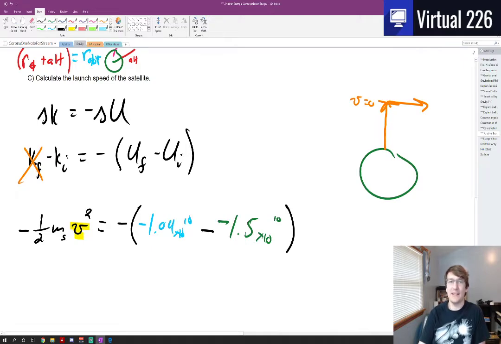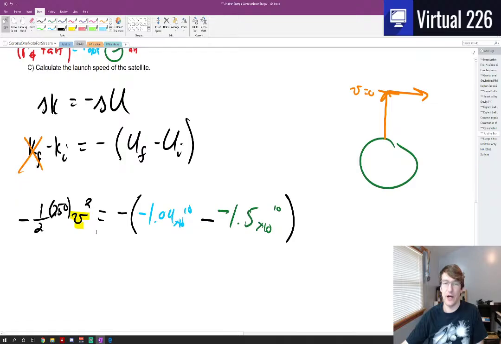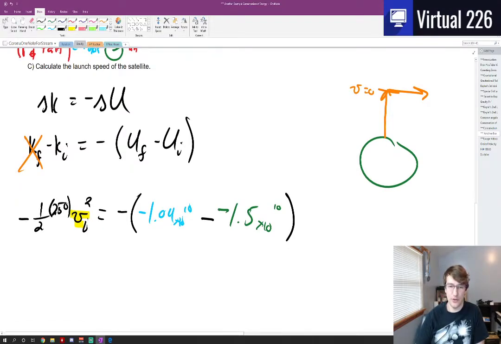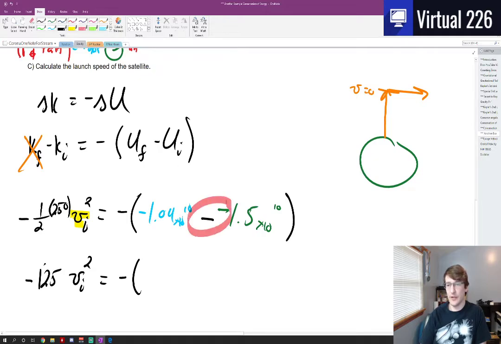And if we wanted to put in the mass of our satellite, we could. We know what that is, it's given in the problem. That was 250. So at this point, we just need to put all these numbers together and solve for that velocity right there. This is our initial launch velocity. So 250 divided by 2 is going to give us 125. So we've got a negative 125 initial velocity squared equals negative. Let's be very careful about this, because the negative of my negative is a positive.